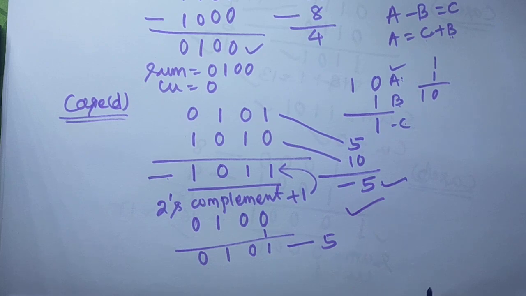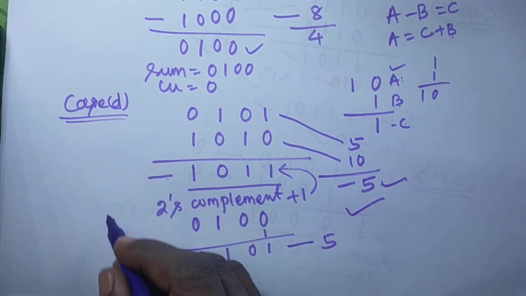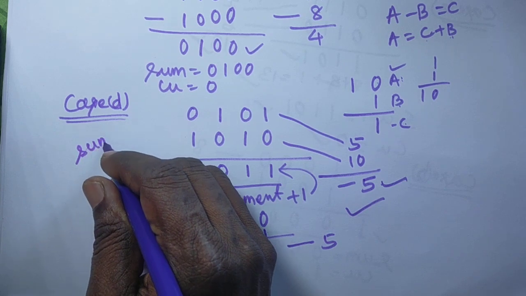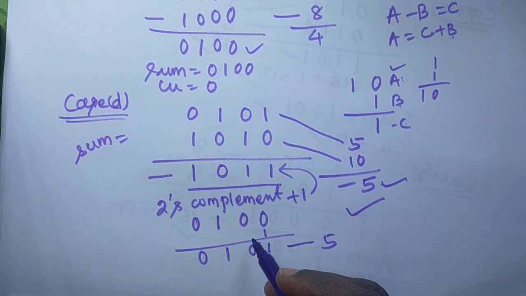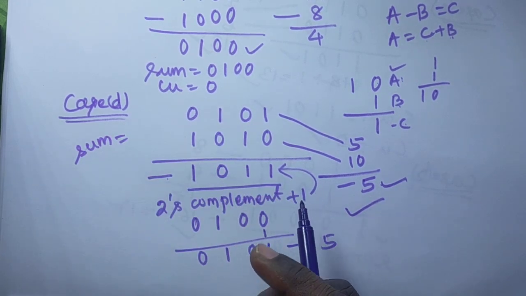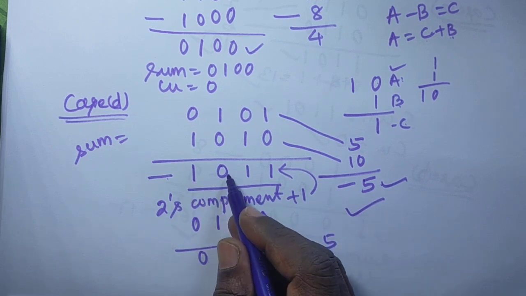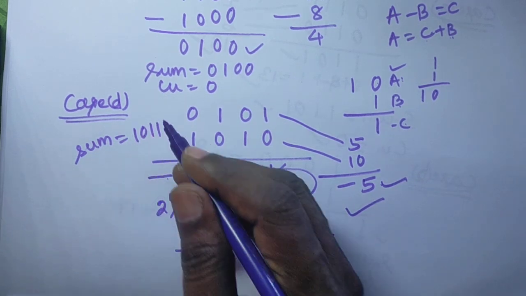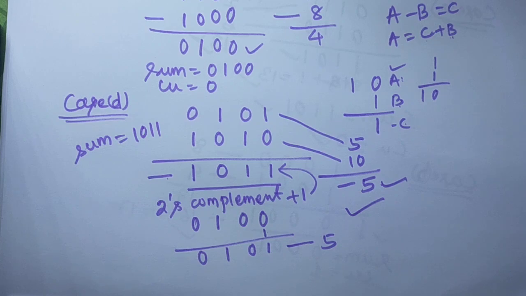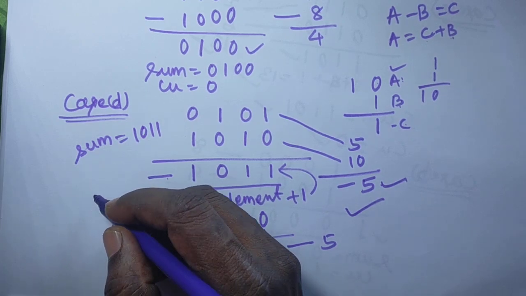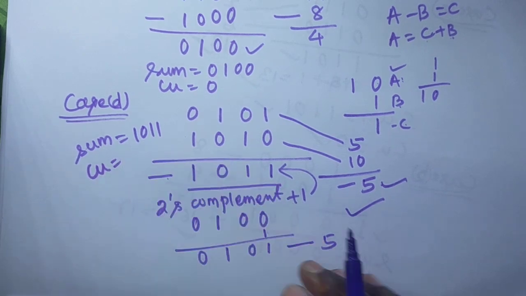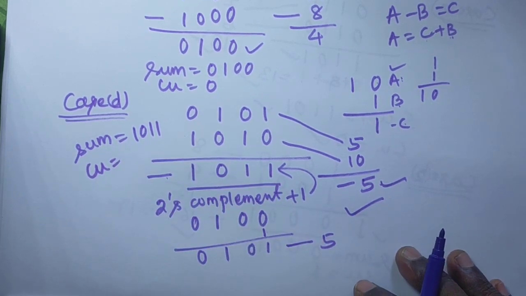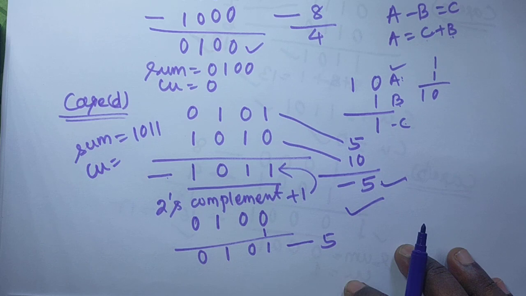Okay, now we calculate the sum, using the basic concept. The sum is this one, 1011, like this. And here, the carry out: actually on the left-hand side there is no carry out, whenever we add we can carry out, but here it is not carried.